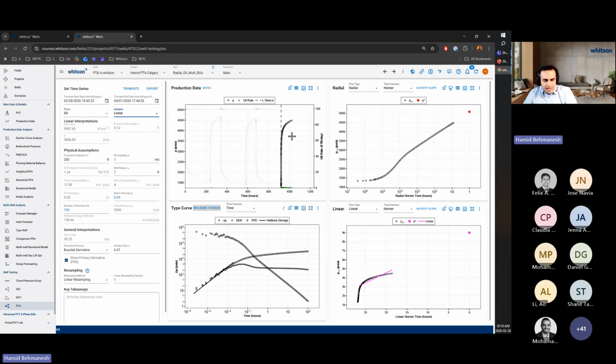So there's a question in the chat: if you're going to do a falloff test, what phase should be selected? That's a very good point. So we're going to add a water phase here as well, so we'll be able to use the water.